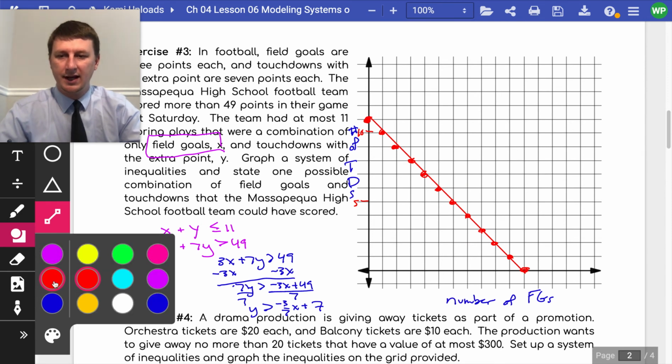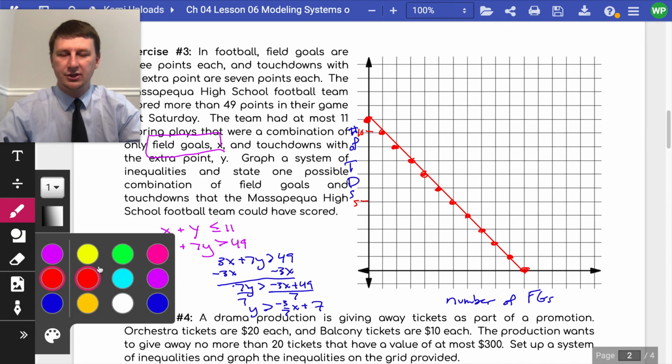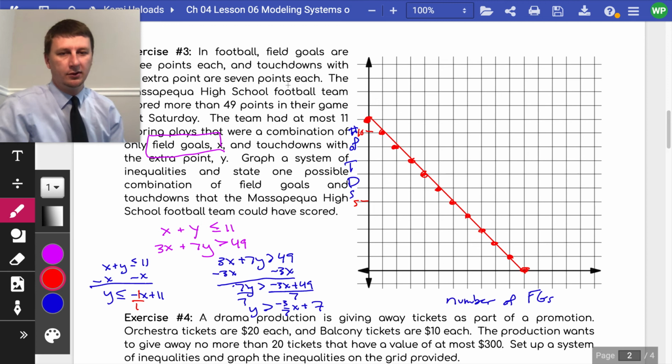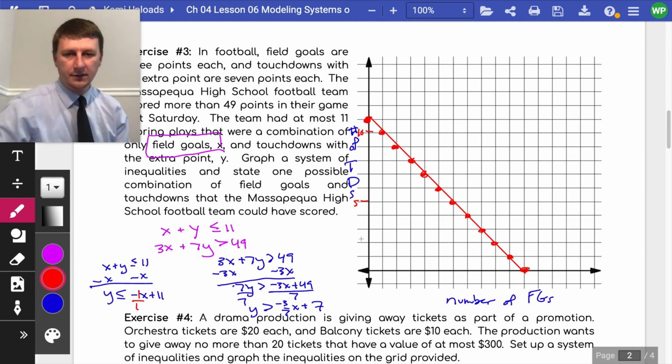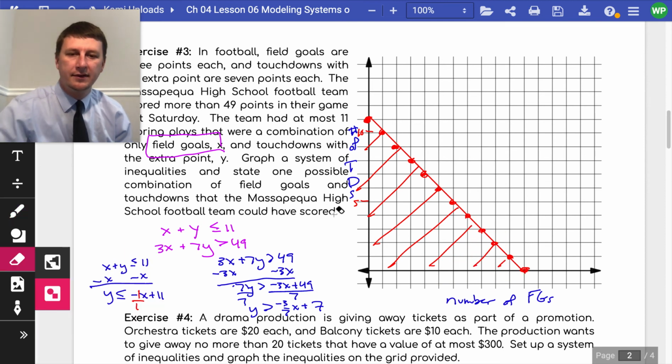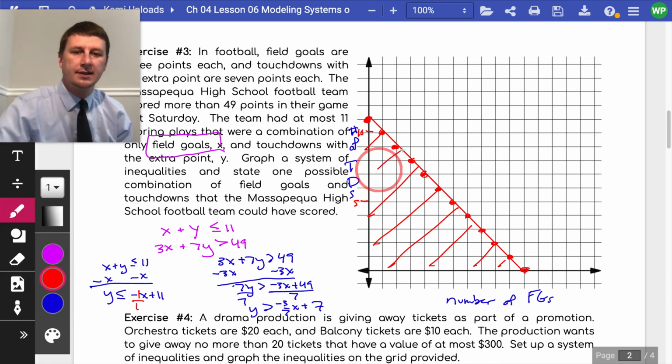Now we don't want to draw arrows on our line, but we do want to shade this. We don't want to draw arrows because we can't score negative field goals or negative touchdowns. So we're going to shade this where y is less than this line. We're going to keep it inside the first quadrant. So less than this line is going to be downward. So we're going to shade downward. I'm trying my best to stay inside the first quadrant. Over here, I went outside of it, so I'm going to go back and even erase this line and redo that one, just so it stays inside the first quadrant.